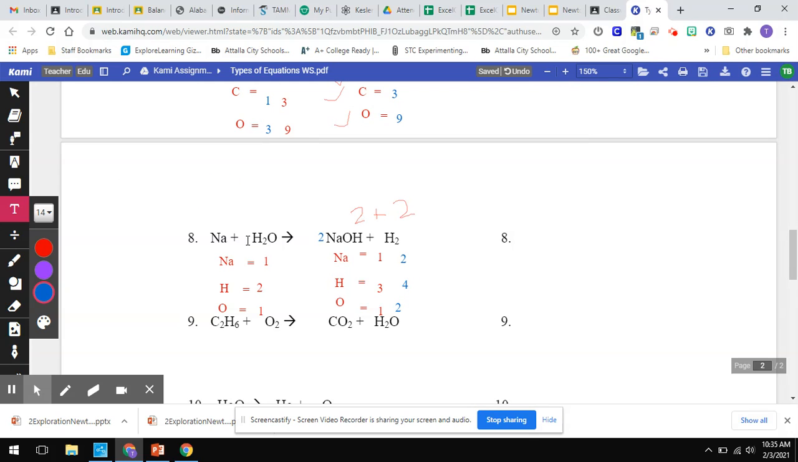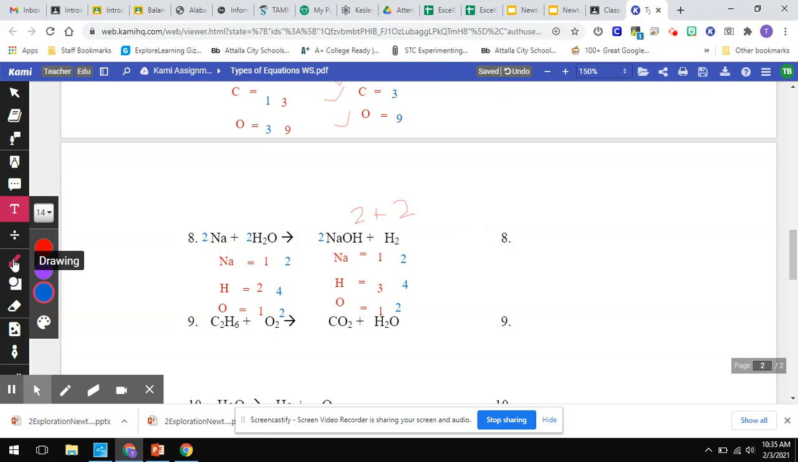So can we balance this out? Well, yeah, everything needs to be balanced. So over here on this side, I need this sodium to become a 2 like it is over here. So I can place a coefficient in front of that of a 2, and 2 times 1 would make that sodium become a 2. And then I need this hydrogen to become a 4 and that oxygen to become a 2. So by placing a 2, that would make that hydrogen become 2 times 2, which is 4. And that oxygen will become 2 times 1, 2.